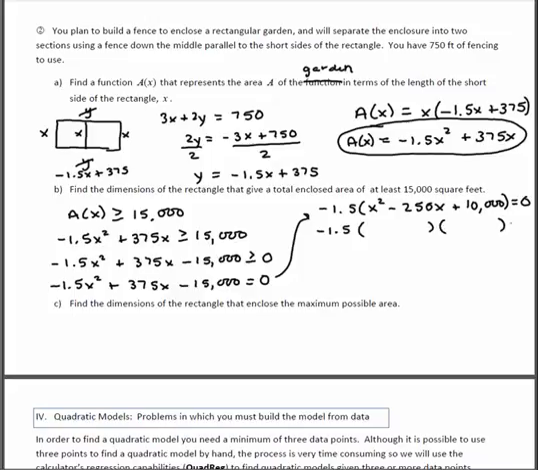And if I now try to factor this, I know I'm going to start with x times x, and I need two numbers that add up to negative 250 and multiply to 10,000. I think 250 will do that, both negative. And so I get x equal 200 and x equal 50 as my test points.